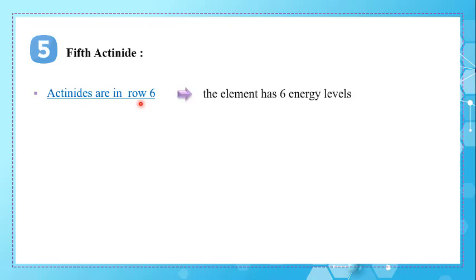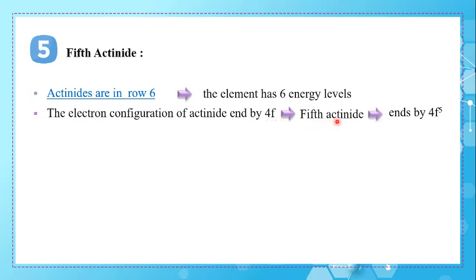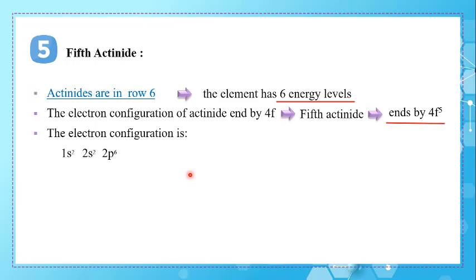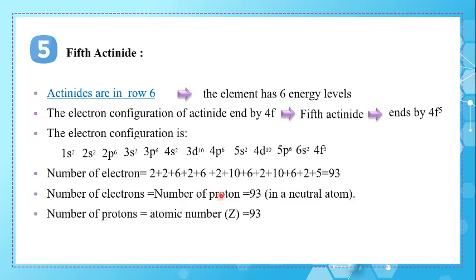Now determine the atomic number of the fifth actinide. It's known that actinides belong to row 6, so the highest energy level is 6. In general, the electron configurations of actinides end by 4f, so the electron configuration of the fifth actinide must end by 4f5. As usual, we write the electron configuration till we reach row 6 as a first condition, and then we'll end this electron configuration by 4f5. And here is the corresponding electron configuration of the fifth actinide. So the number of electrons is equal to 93, and therefore the atomic number is equal to 93.